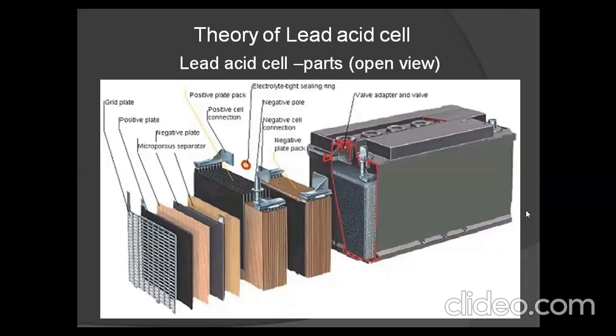In the open view, the lead acid cell parts are brought outside. The first one is called the grid plate, and the second, black colored one is called the positive plate. After that, the microporous separator, and later the negative plate. This is only one plate. All positive plates are connected to one connection side and all negative plates to the other side. It is a pack.